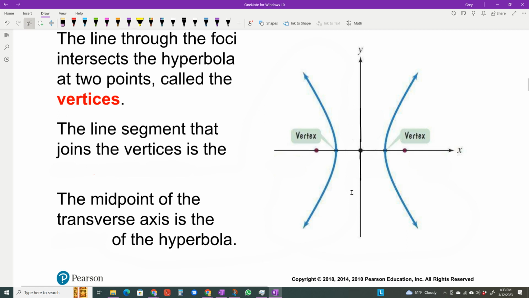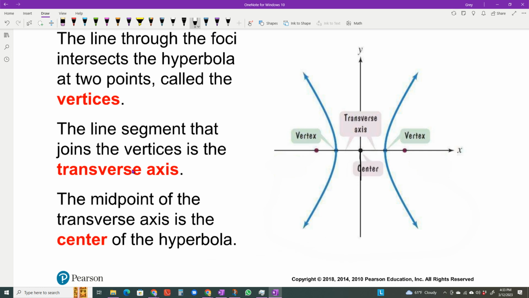We have some other ones up here that we're going to talk about later. The line segment that joins those vertices is called the transverse axis. If you can kind of remember, we've got vertices in the word transverse. Next, the midpoint of the transverse axis is the center of the hyperbola. And as I mentioned before, those fixed points are called the foci. Each one is a focus, and they're always inside the curve.